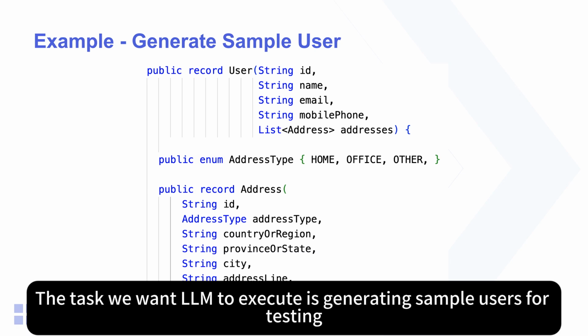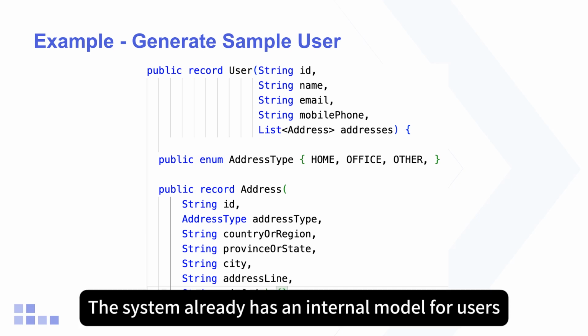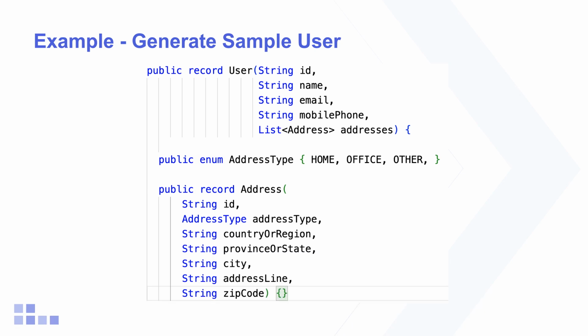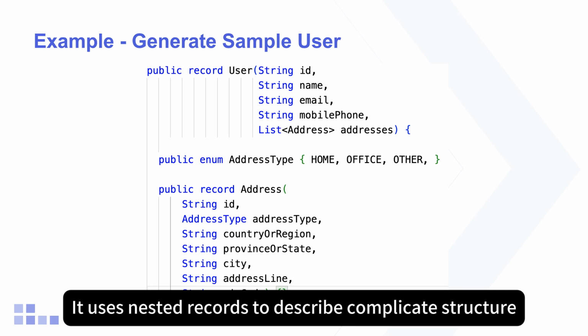The task we want the LM to execute is generating sample users for testing. The system already has an internal model for users. We want the LM to generate testing users based on the model. Below is the user model defined in the system. It uses nested records to describe a complicated structure.